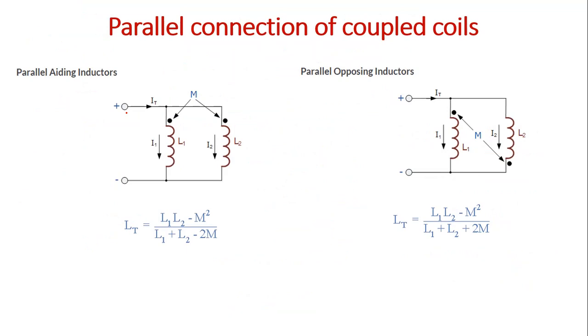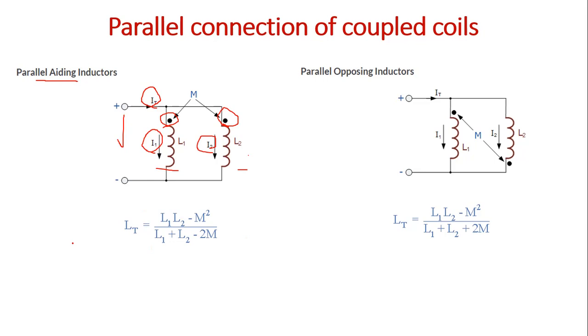Next is parallel connection of coupled coils. Again we have two coils L1 and L2. These coils are connected in parallel. Parallel aiding means the dots are placed at the same end of the terminal. We can see that dots are placed at the same end of the coils. These coils are connected in parallel, and the total current is taken as IT, current in coil 1 is taken as I1, current in coil 2 is taken as I2, and V is the voltage applied.